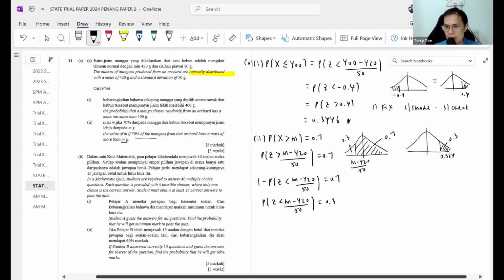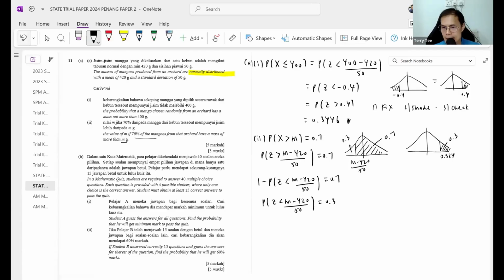It's on the right. But this graph that I've sketched is on the left-hand side. So remember, you have to flip it over because they're symmetrical, so that your (m minus 420) over 50 is now negative 0.524. It's not positive, it's negative because it's on the left-hand side. That's why it's very important that you sketch, you draw it out. A lot of people tend to miss out the negative. They just write (m minus 420) over 50 equals 0.524, and eventually get the wrong answer.